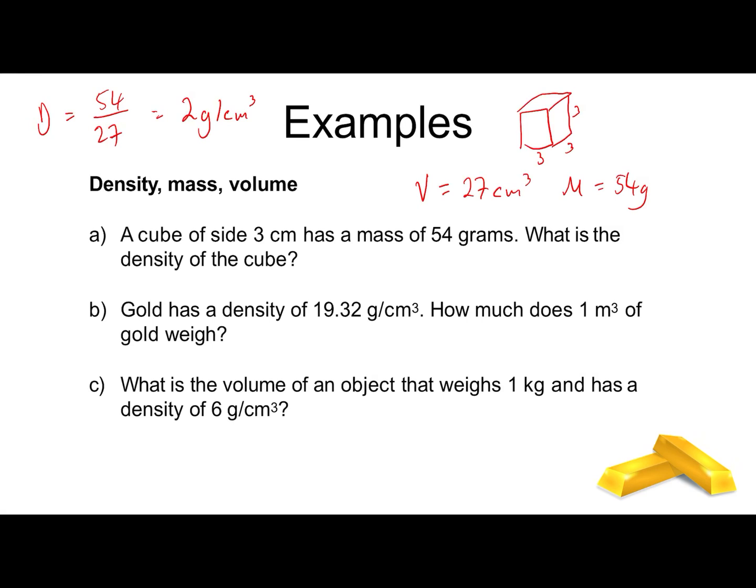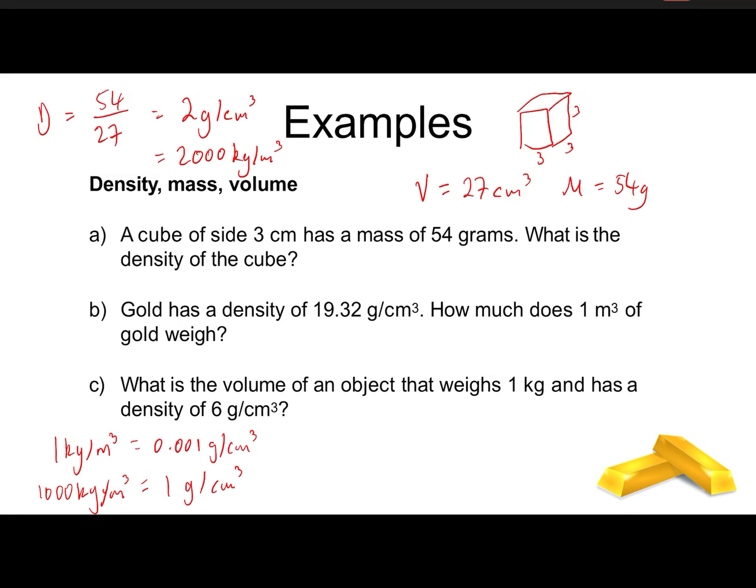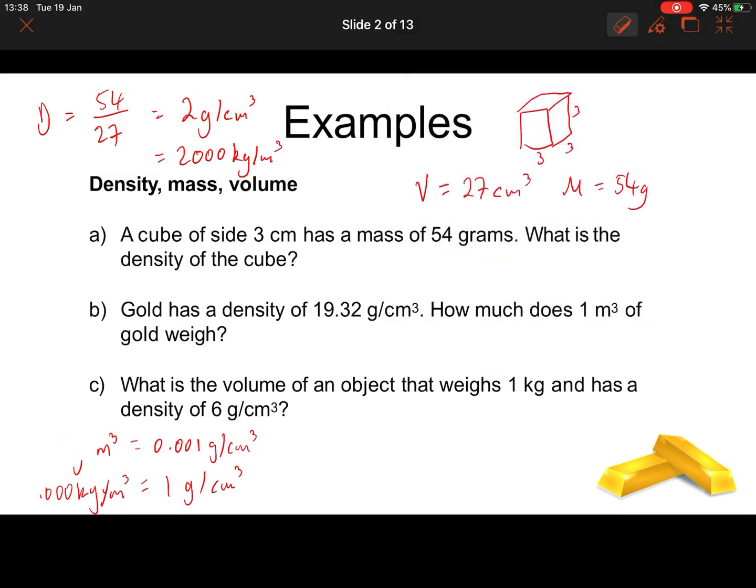If you were asked to change that to kilograms per metre cubed, it would actually be 2,000 kilograms per metre cubed. Because if 1 kilogram per metre cubed is equal to 0.001 grams per centimetre cubed, then it must be true that 1,000 kilograms per metre cubed is equal to 1 gram per centimetre cubed, and therefore we just times by 1,000. So it should be pretty easy.